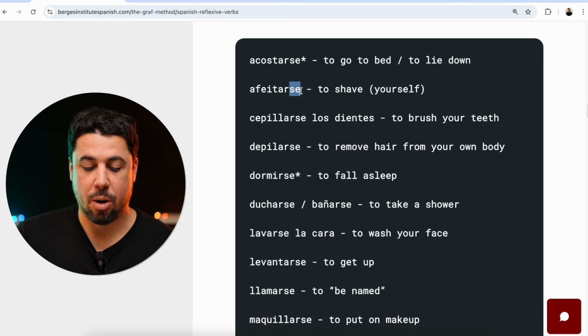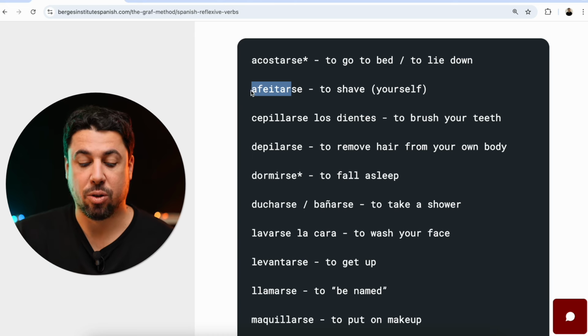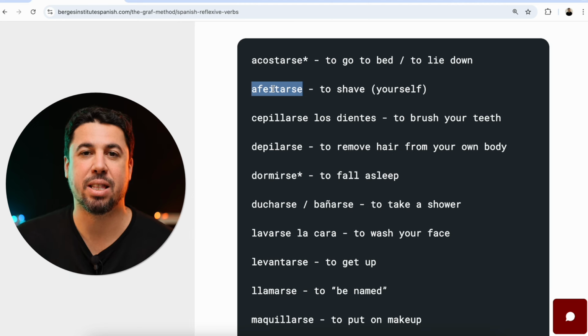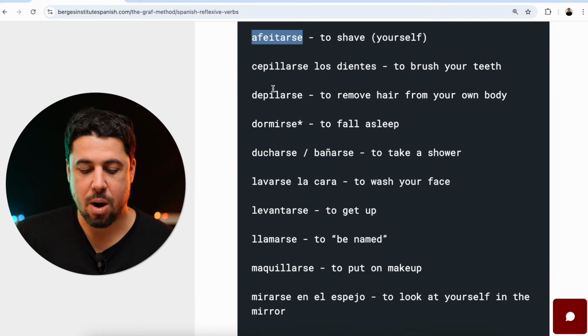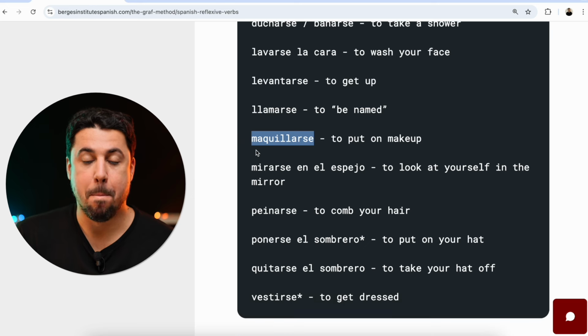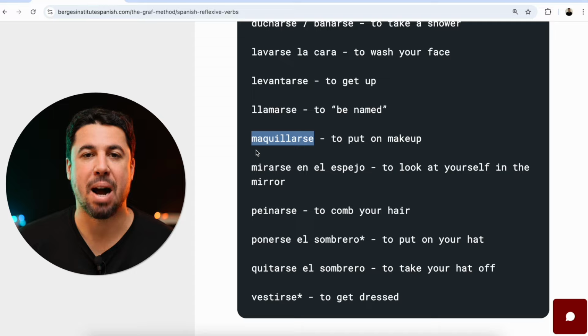Let's try afeitarse, to shave yourself. So we drop the se, we conjugate afeitar, that's a regular verb, so afeito, afeitas, afeita. But to conjugate afeitarse, we need to add the reflexive pronouns. So me afeito, te afeitas, se afeita, nos afeitamos, os afeitáis, se afeitan. With the subject personal pronouns, yo me afeito, tú te afeitas, él se afeita, etc. And let's try one more. Let's try, for example, maquillarse, to put on makeup. So, me maquillo, te maquillas, se maquilla, nos maquillamos, os maquilláis, se maquillan.